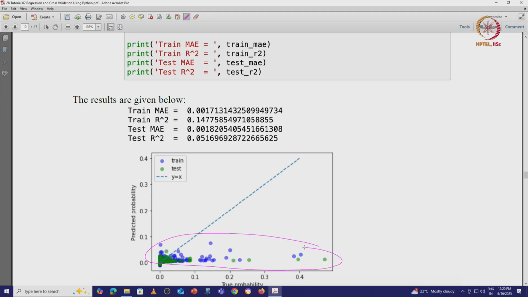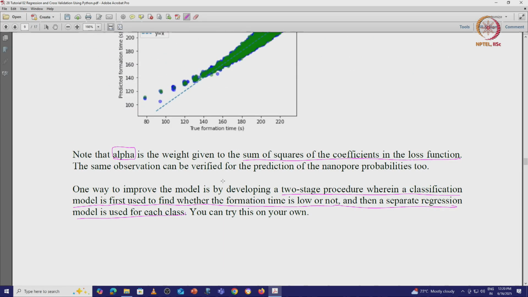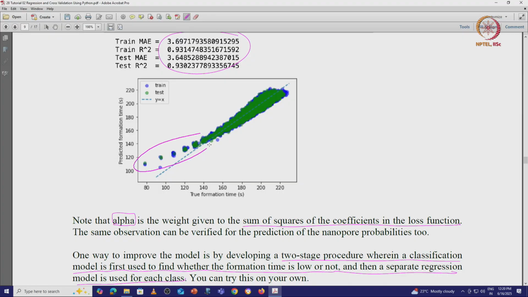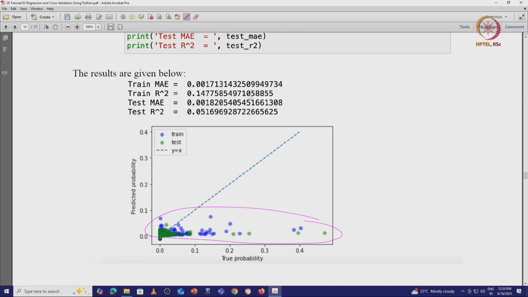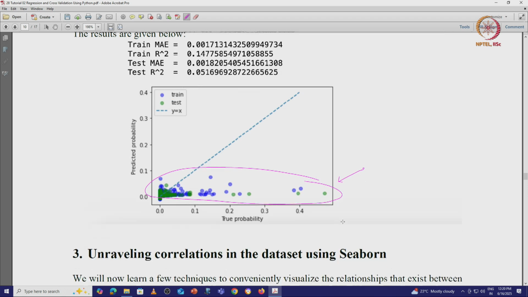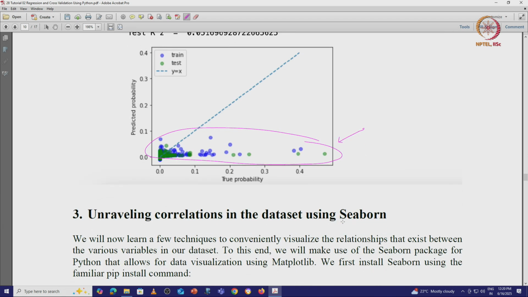The model is performing really poorly on the probabilities, although on the formation time the model is reasonable, though still the parity plot is not nice in the low formation time regime. In the high formation time regime it does work reasonably well. On the other hand, for the probabilities the model really fails even when you use ridge regression. Okay, so that is the discussion on ridge regression that we had. It is a short discussion.